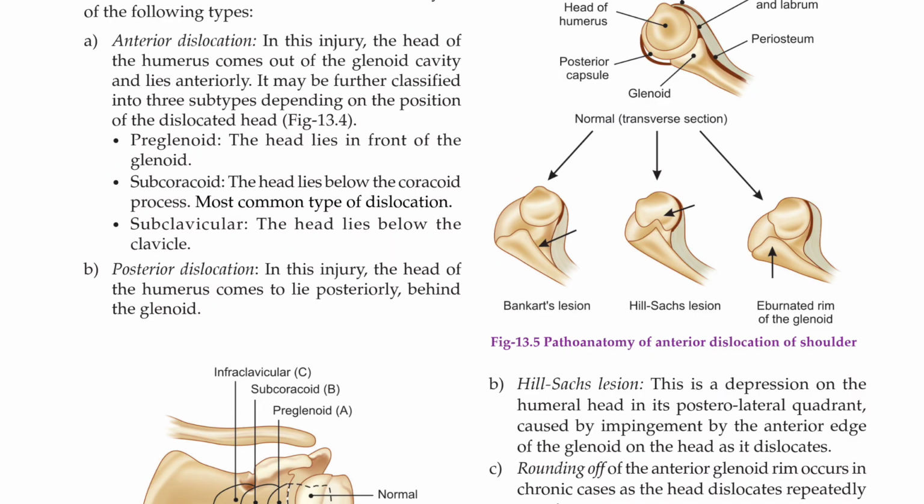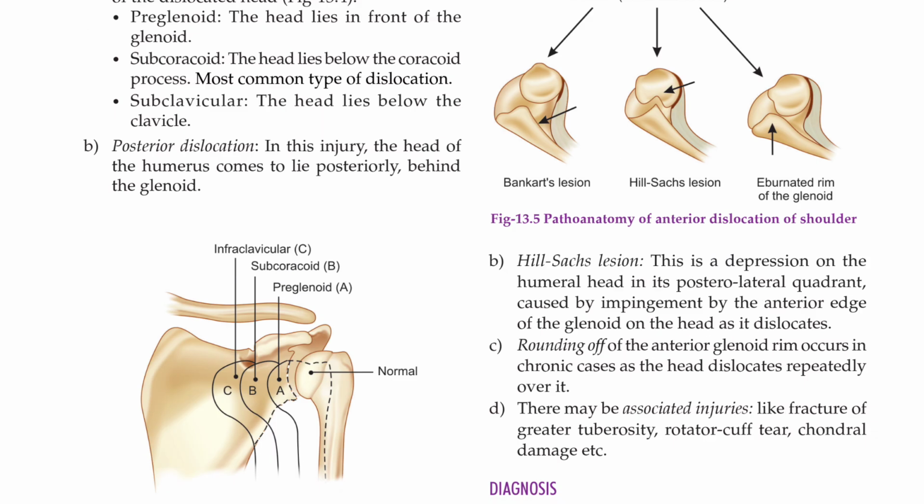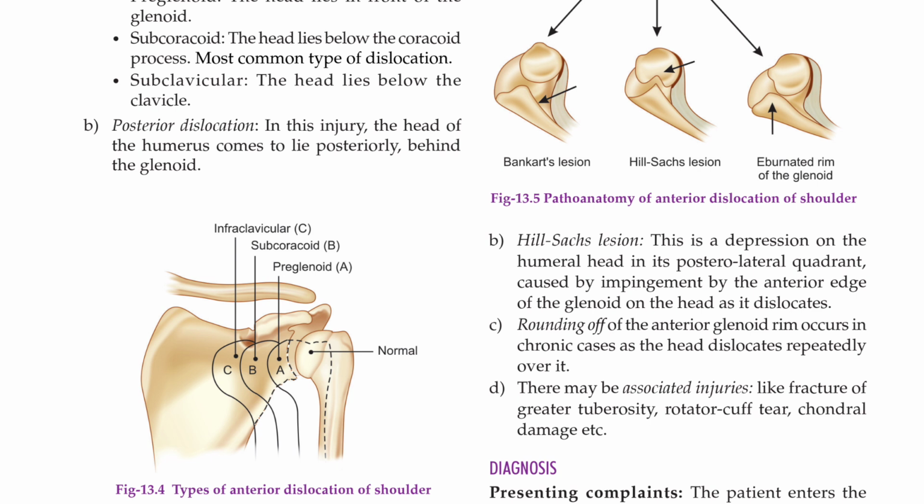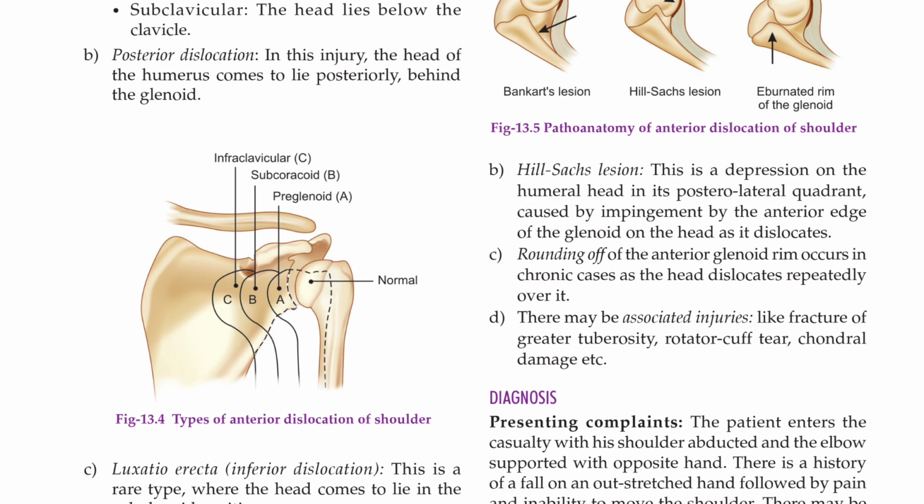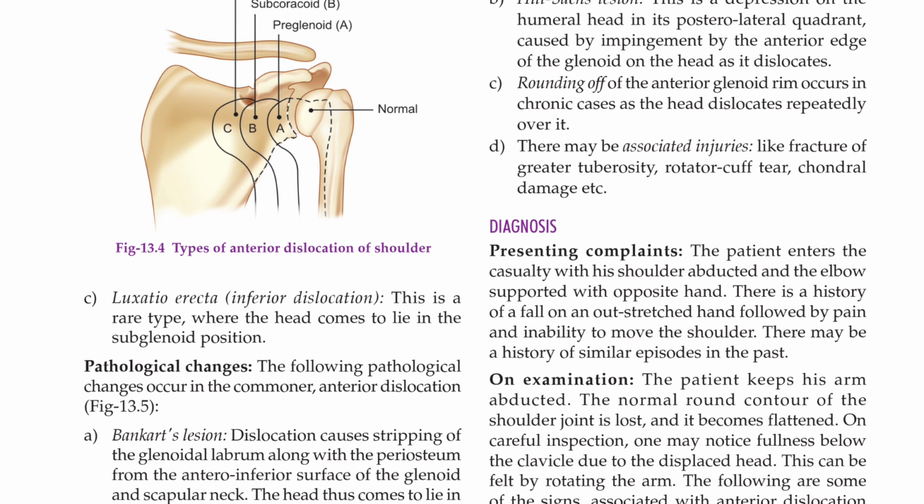And next is posterior dislocation. In this injury, the head of humerus comes to lie posteriorly, behind the glenoid. Look at the figure: normal, preglenoid, subcoracoid, and infraclavicular. Okay, A, B, C. Next is luxatio erecta, which is inferior dislocation.